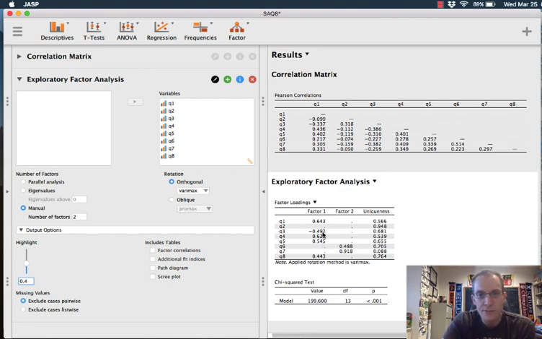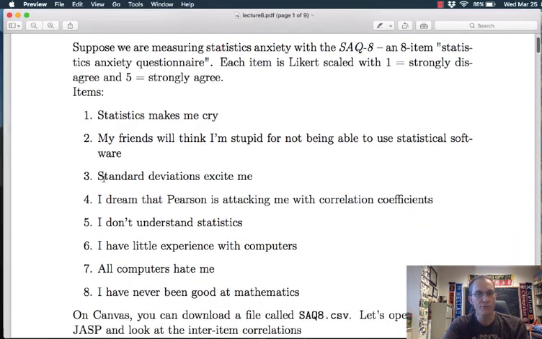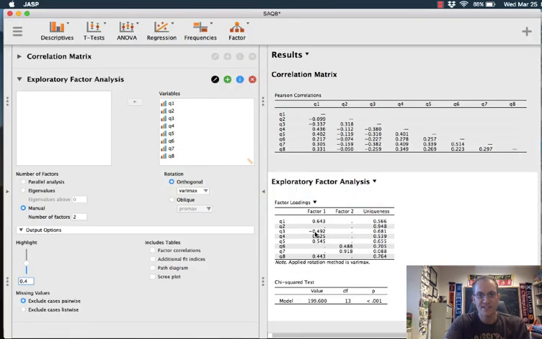You'll notice that question 3 has a negative loading. Why might that be? Well, again, if you go back and look at the original items, item 3 is actually worded oppositely from the rest of the items. So the rest of the items, the higher you would rate, the more statistically anxious you would be, right? But item 3, if you're statistically anxious, you're going to be pretty low on the excitement that standard deviations give you. So we're seeing that, again, in the factor analysis with this negative loading. So that's really pretty cool, right?